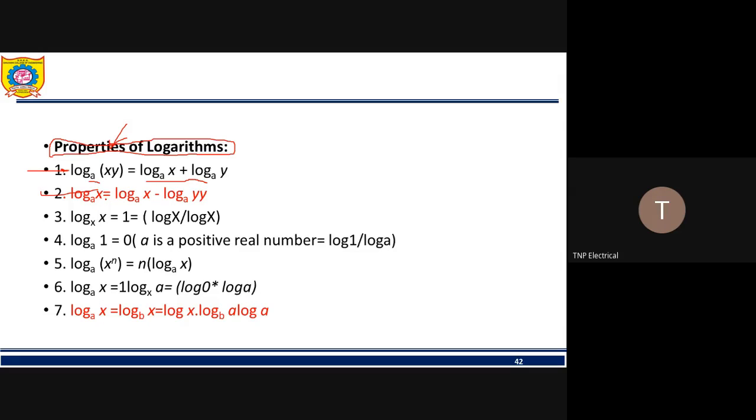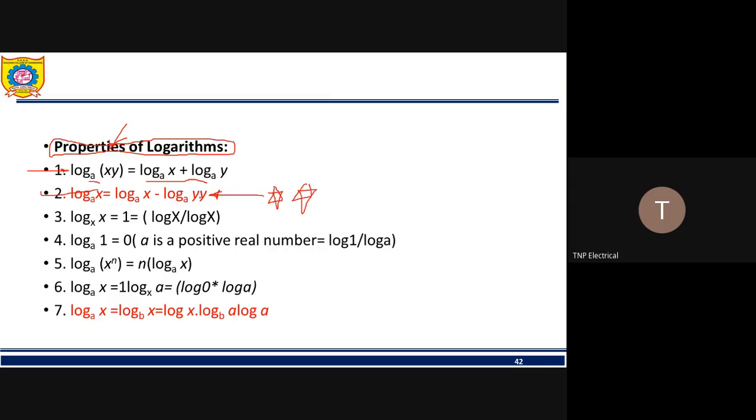Second is log x upon y to the base a. This is a new one, my friend. This is something you may not know, but in the GATE exam many questions have been asked on this. So just go with that. Very important. Okay. So what this property says is that log x upon y to the base a is equal to log x to the base a minus log y to the base a.